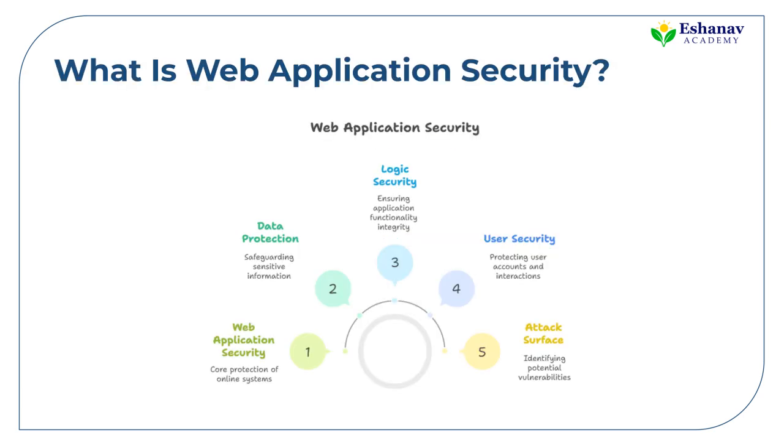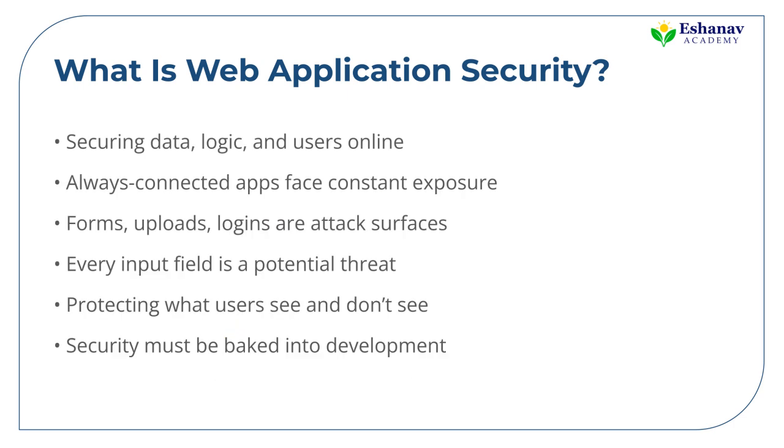Think of a web application like an open shop on a busy street. The doors never close. People are always coming in, browsing, interacting. But behind that convenience lies constant risk. Web application security is all about protecting what powers that experience, the data, the logic, and the users, from being misused. Since your app is always online, every feature you offer, from login pages to file uploads, becomes an opportunity for attackers to sneak in.